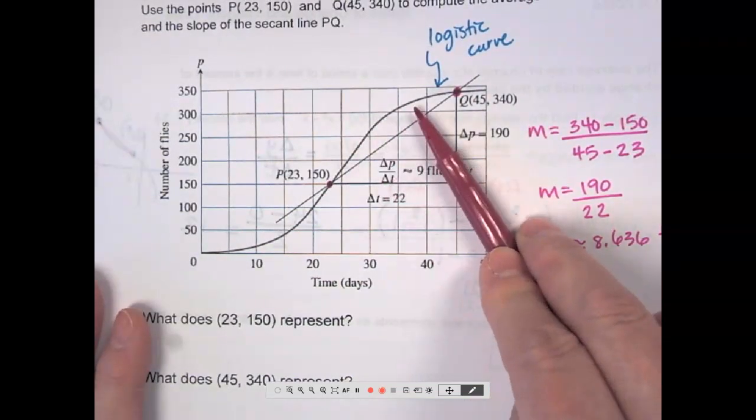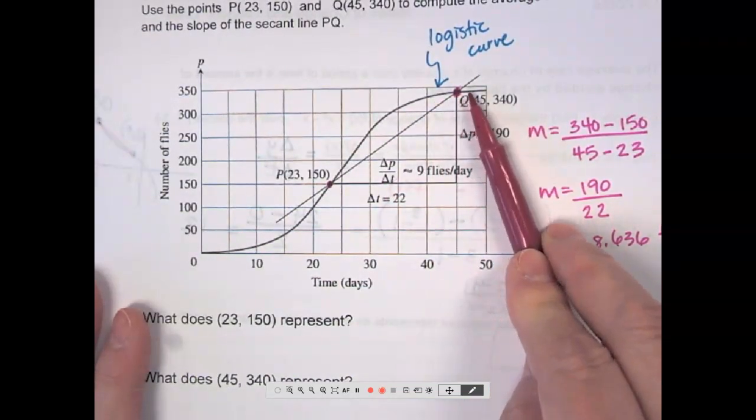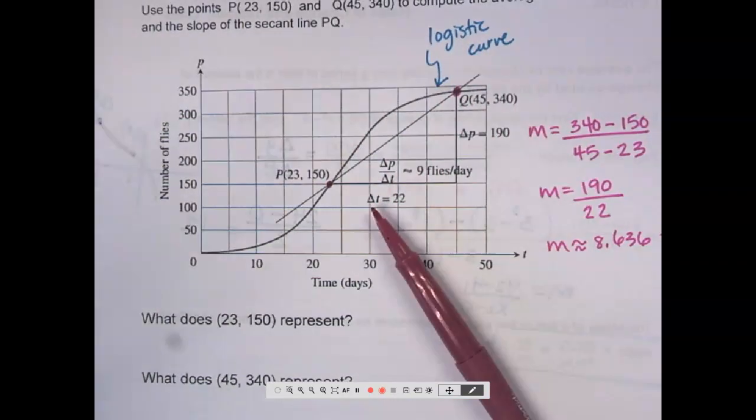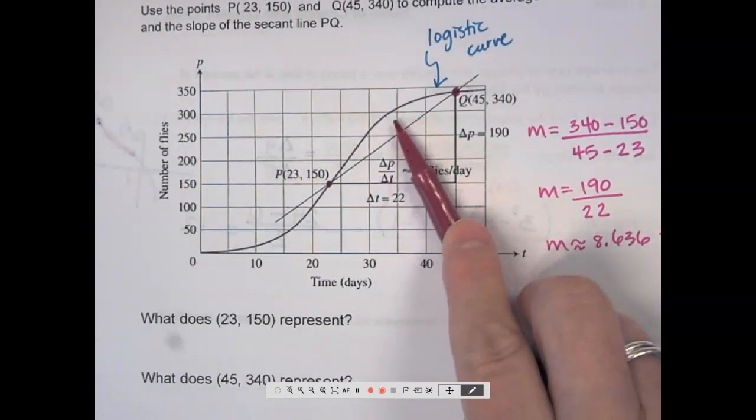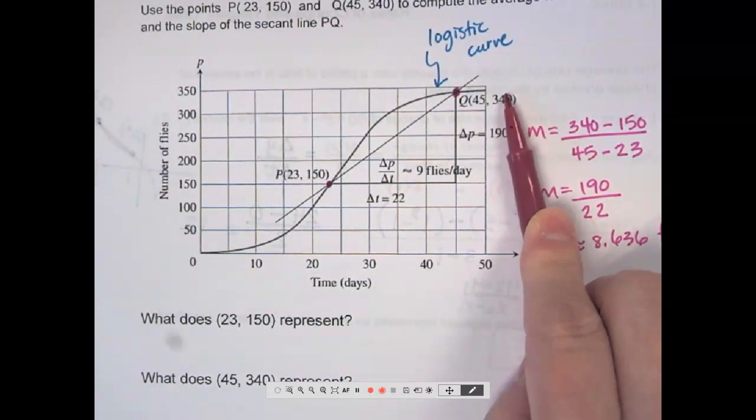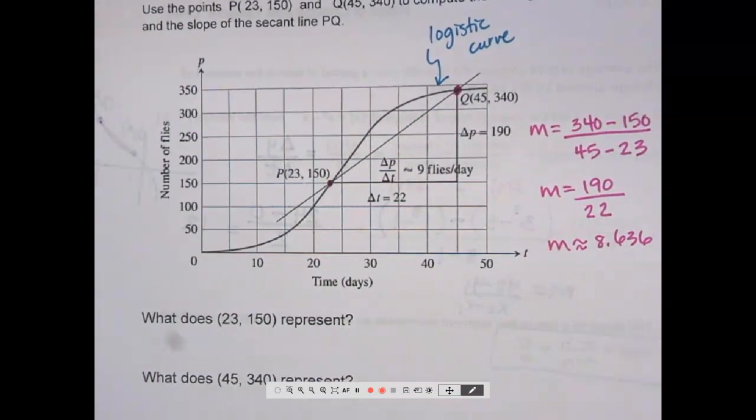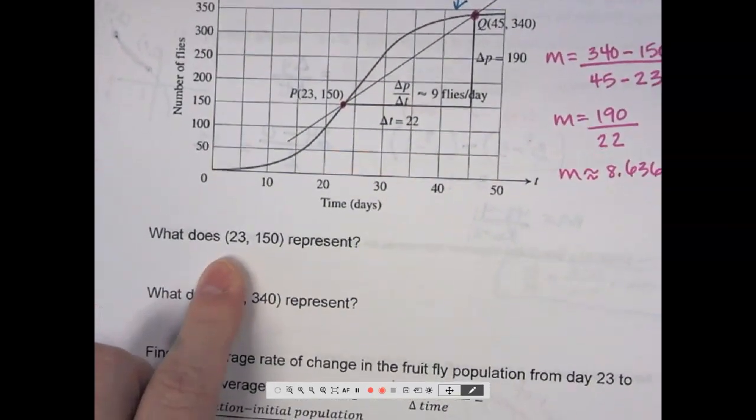So it reaches that carrying capacity, which means the highest sustainable healthy amount. That's why it's leveling out up here. It kind of looks like an S. It kind of resembles a cubic curve in a way, but anything living, a population, is always going to have this type of logistic curve. Okay, so let's answer these questions down here.